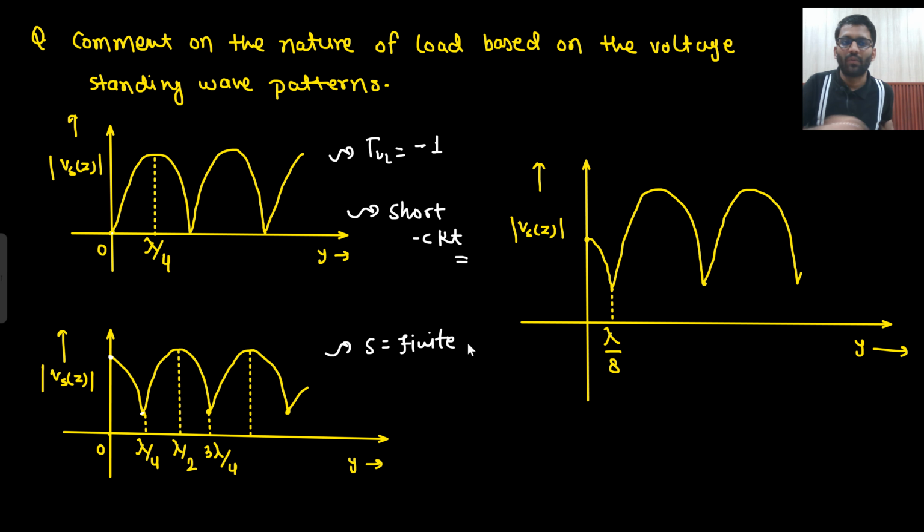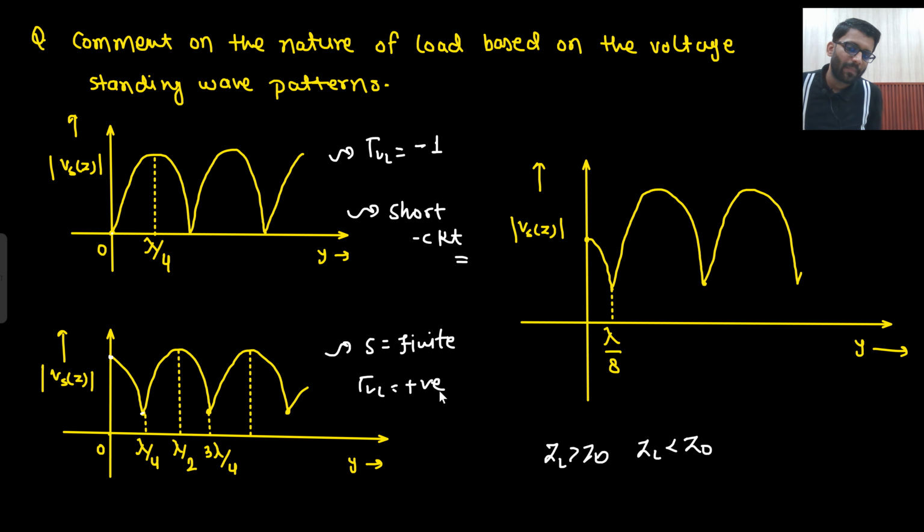Now the load has to be resistive. Why resistive? Because at y equals to 0 only you are getting something conclusive. Now which resistive? ZL greater than Z0 or ZL less than Z0? At y equals to 0 you are having voltage maxima, that means certainly your gamma VL is positive. If you are having voltage maxima, that means ZL is greater than Z0, and this ZL is a resistive load.